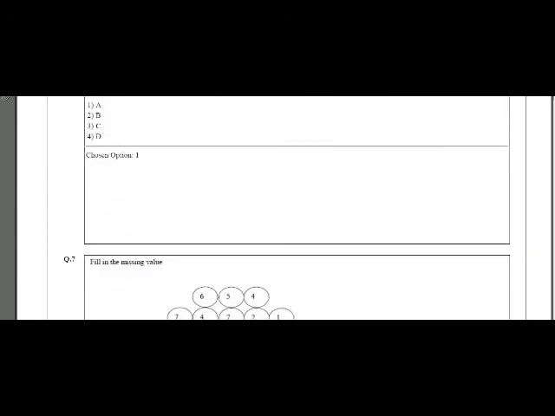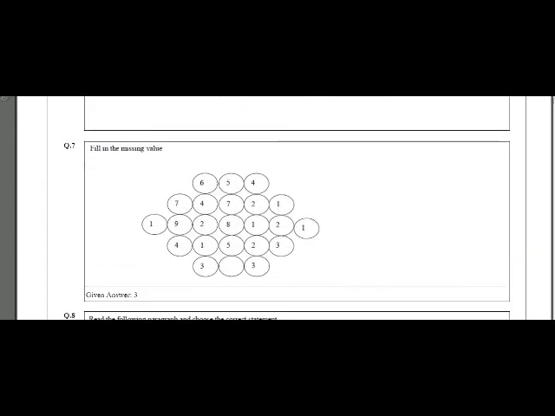Okay. And the seventh one, let me show how to find the missing value in this question. So we need to find the missing value here. So you can see the middle values.